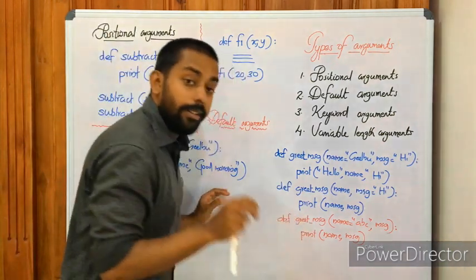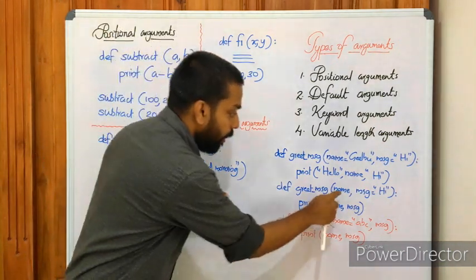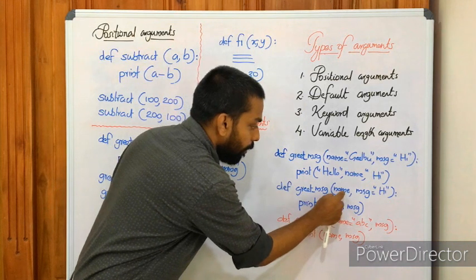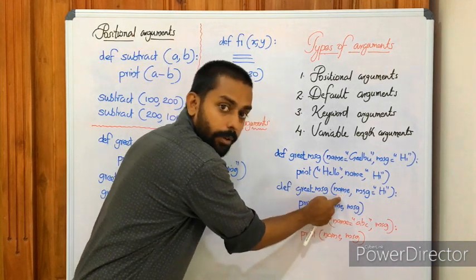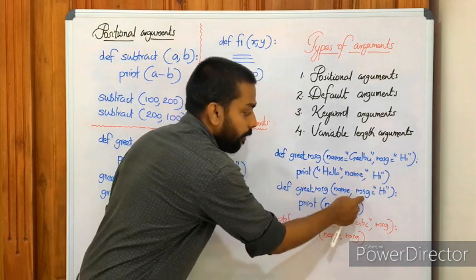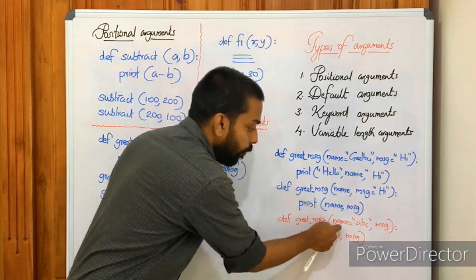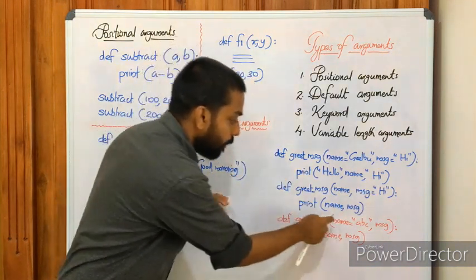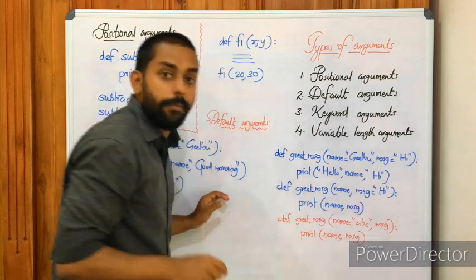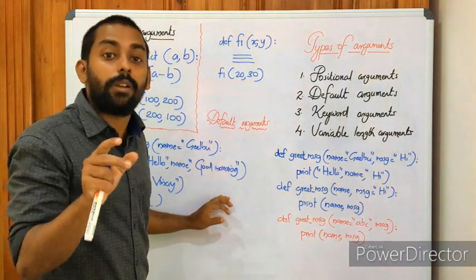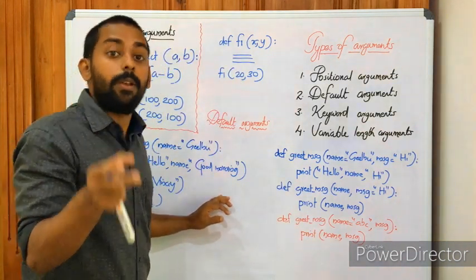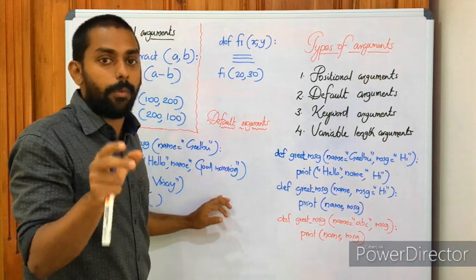How can we make it correct? Here we have seen the non-default, that is name, then default, that is message. Here we have changed the order: the default argument is given first, but we cannot give the default argument first. We must have the positional argument or the normal argument first.